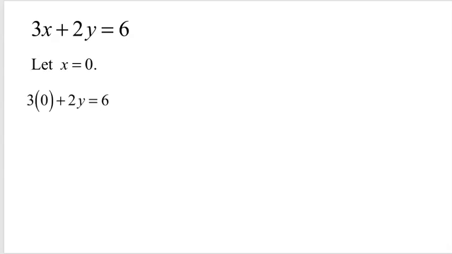So I get 3 times 0 plus 2 times y equals 6. 0 plus 2y is 6. Dividing by 2, I get y is 3. So when x is 0, y is 3. That is my y-intercept. To get the x-intercept, I will let y be 0 and see what x is.